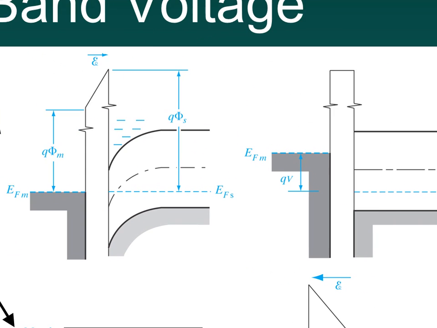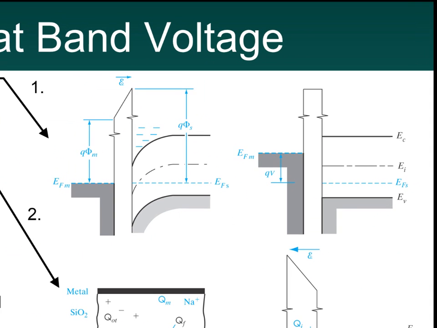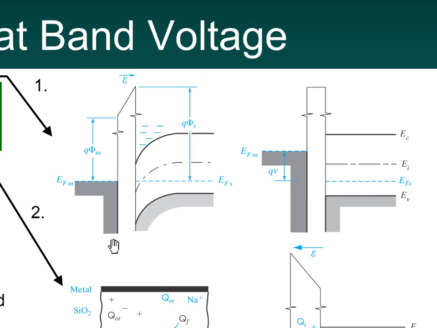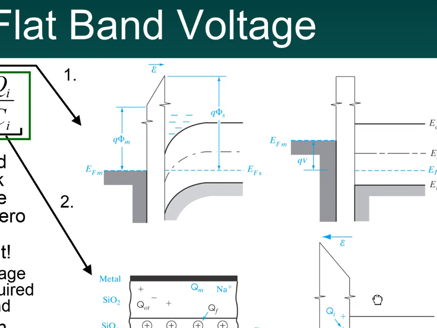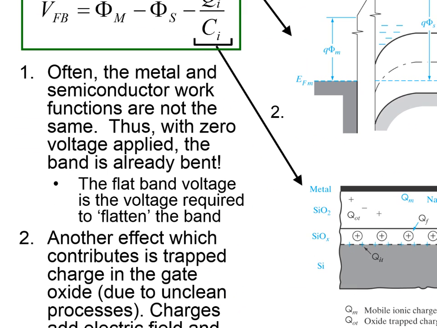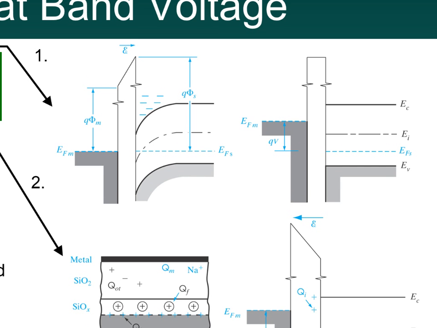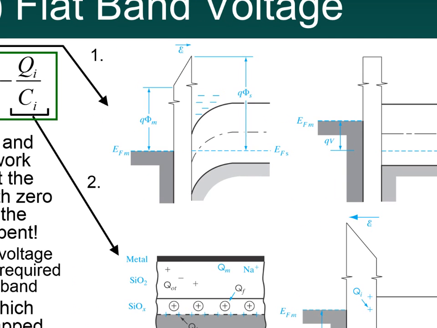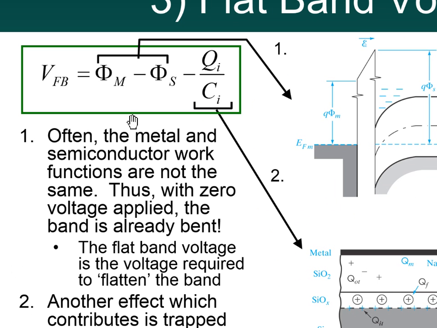So this device at equilibrium already has a channel, so the device is on. The only way we can turn the device off is to apply a negative voltage to the gate, and that will bring this side of the diagram down. The bands flatten out, and now we have a device that's off again. So the flat band voltage is when the bands are completely straight like this. There's no curvature or bending in them. The flat band voltage is equal to phi m minus phi s, and there's also the second term here.